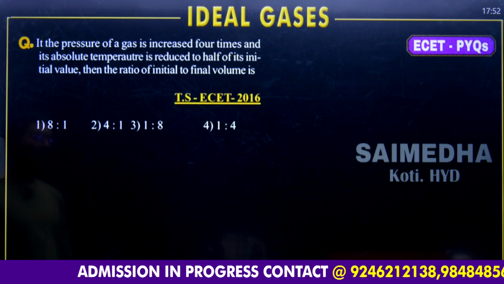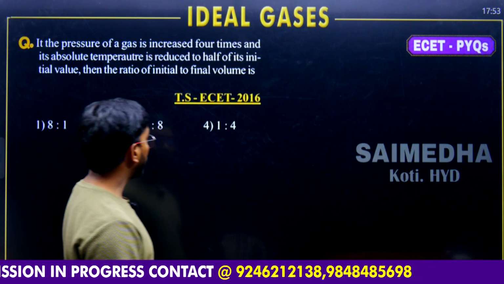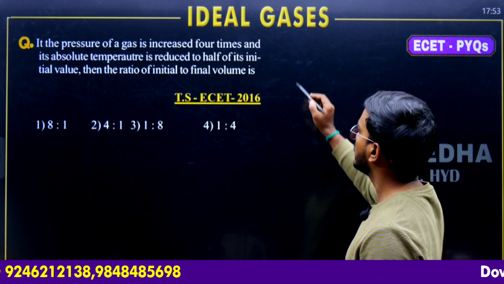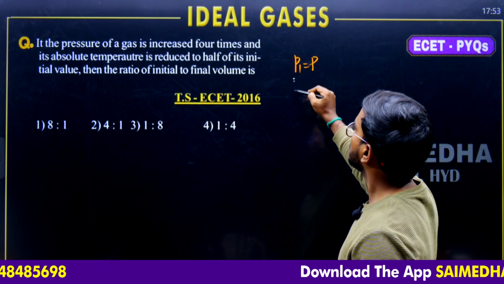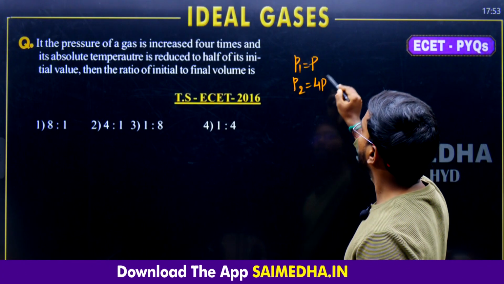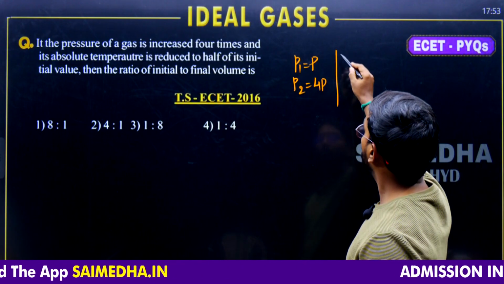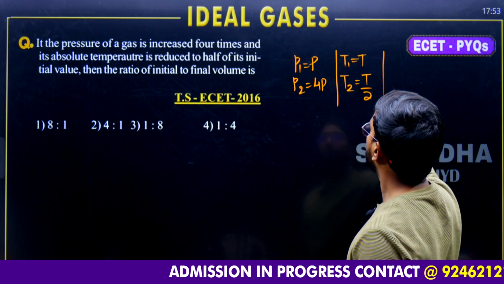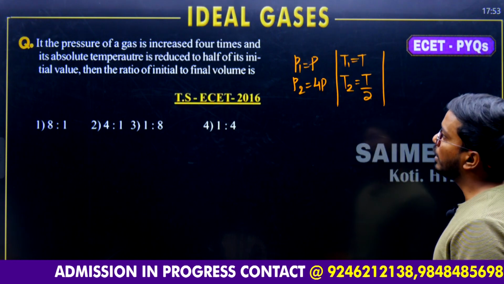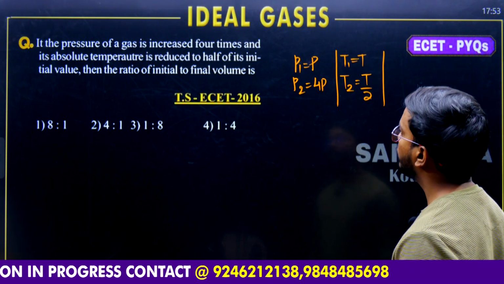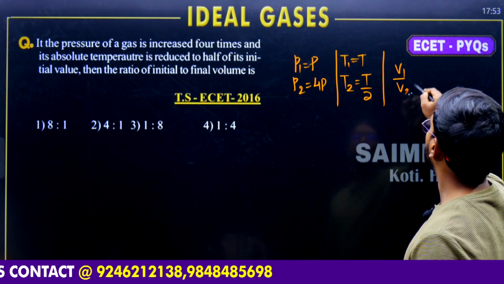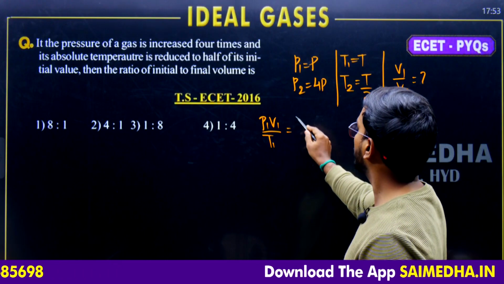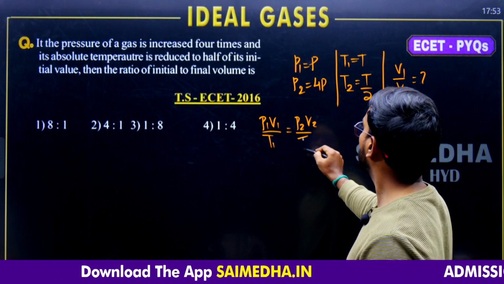Moving on to question number 6. If the pressure of a gas is increased 4 times, then its absolute temperature is reduced to half. Pressure of the gas is increased by 4 times, its absolute temperature is reduced to half of its initial value. Ratio of initial to final volume, V1 by V2, is equal to what? We know that P1V1 by T1 is equal to P2V2 divided by T2.